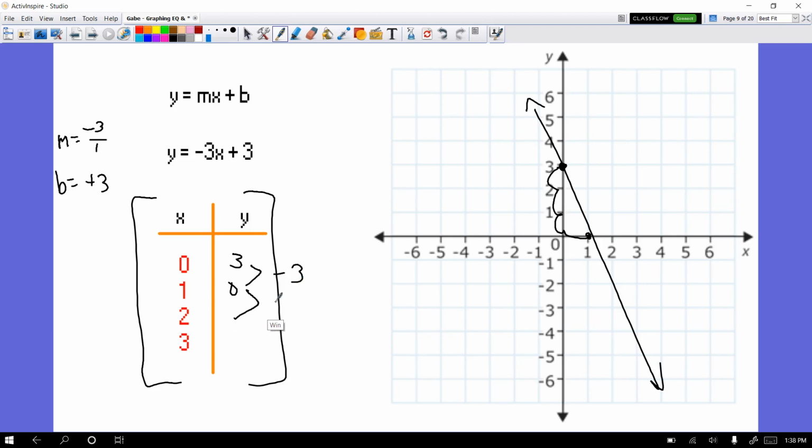So we could go ahead and do this, since these are consecutively increasing by 1. 3, 0, negative 3, negative 6. That generates all of our coordinates. If the line was straight, it would be on it.